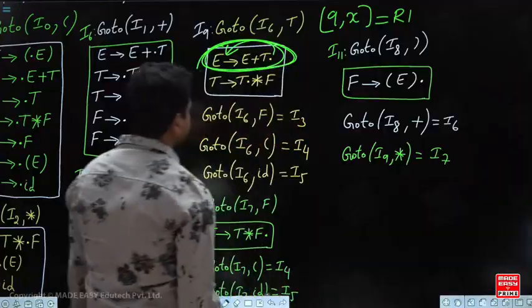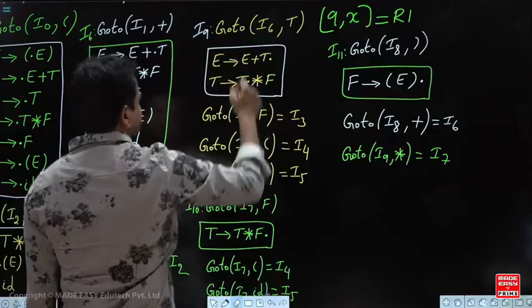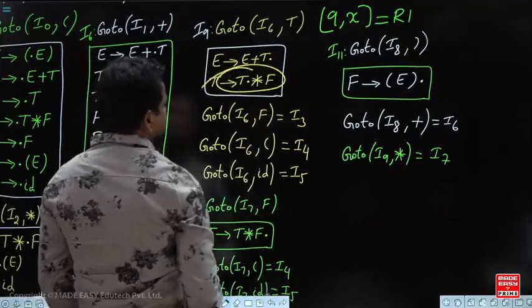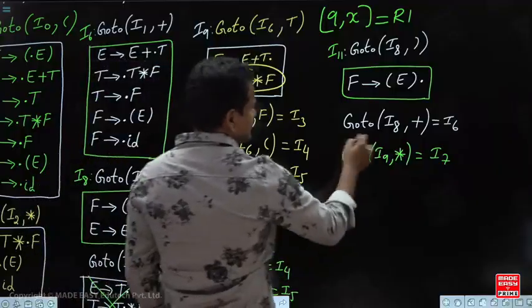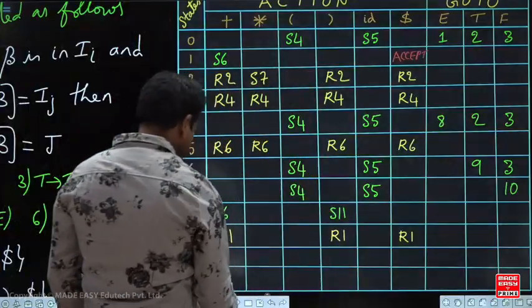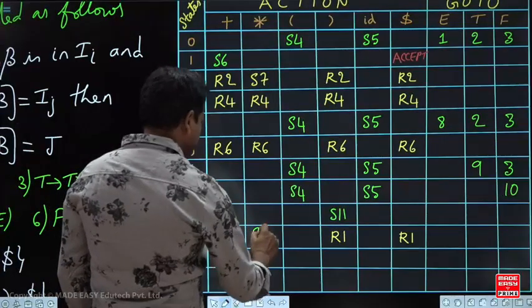Okay, so I9 is done. One more production is there in I9. Now look at this one. I9 comma star is I7. So in 9 comma star, we write S7.